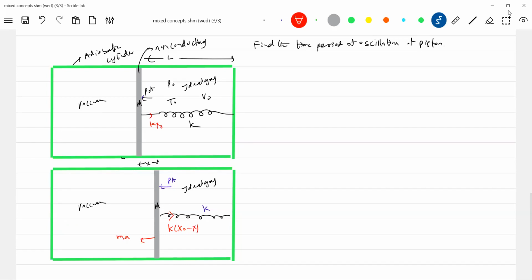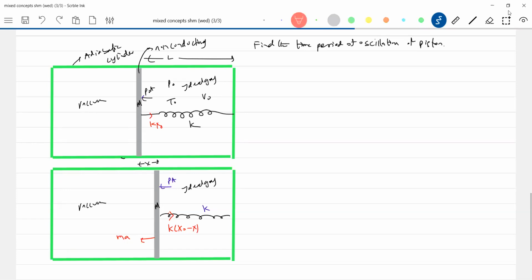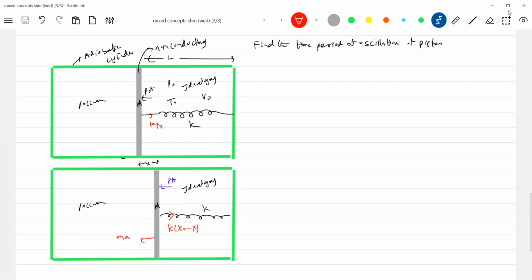What process will the gas undergo? If I say temperature constant, isothermal; if temperature also varies, it will be adiabatic, or it can be even a general thermal process. To have a conclusion, let's assume it to be isothermal. Temperature of the gas remains constant, T naught. Pressure and volume are going to change. Okay, let's write the initial: P naught A should be equal to K x naught.